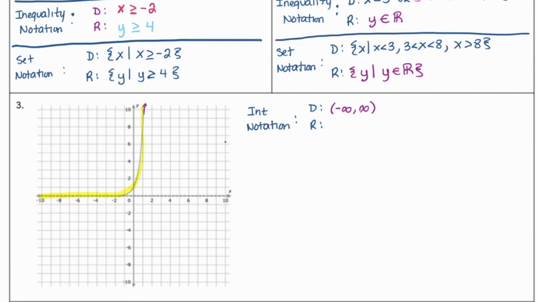The range, what is the smallest y value you could have? Looks like 0, but it's not including 0. Again, kind of going back to your knowledge that you learned about exponential functions. Exponential functions have horizontal asymptotes, and here they kind of dotted it, so that means there's an asymptote there. So it goes from 0 to infinity. So I'm going to make you guys do the inequality notation and the set notation for this one, and let's see if we have the same answer.